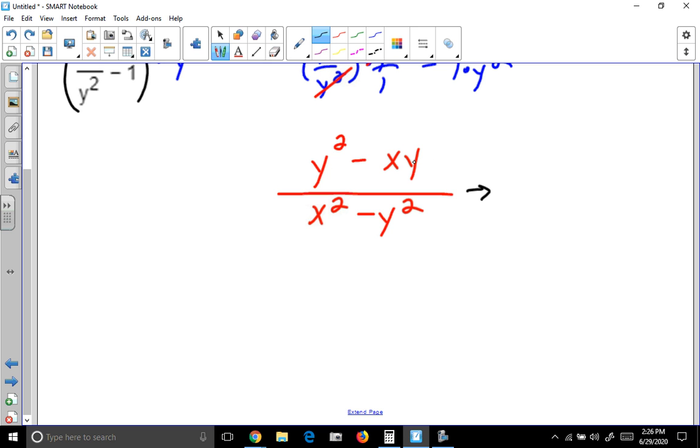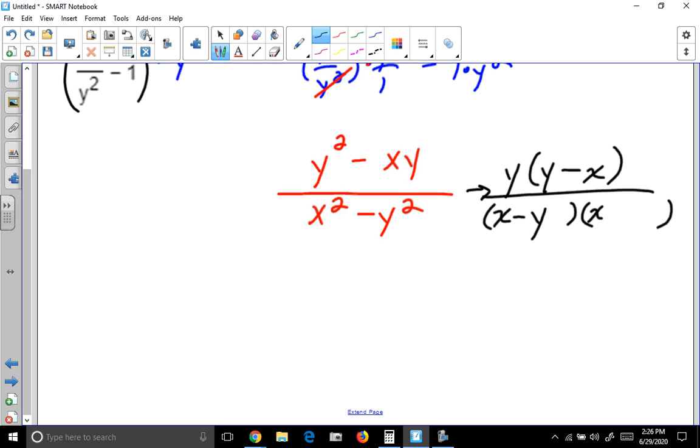On top, both of those have a common factor of y. If we take a y out here, we have one left. If we take a y out here, we're left with an x. On bottom, this is a difference of squares. So remember, a difference of squares factors as whatever is being squared minus whatever is being squared, and the same things with the plus in the middle.